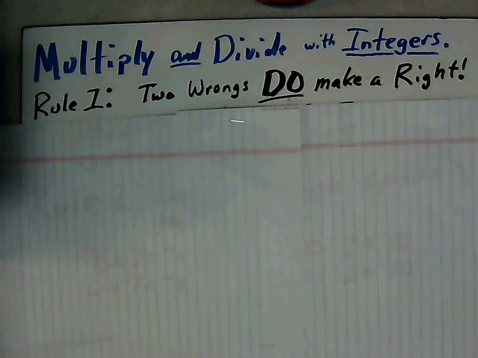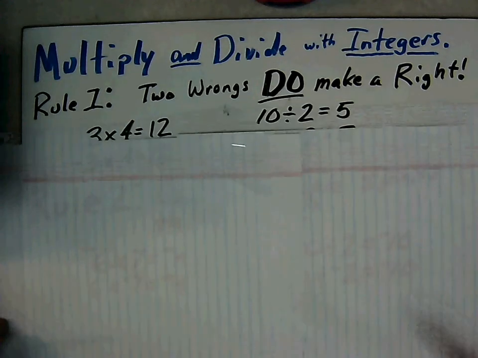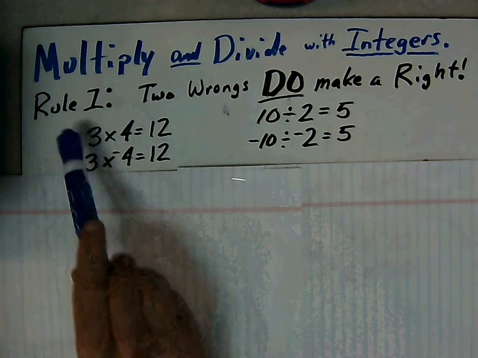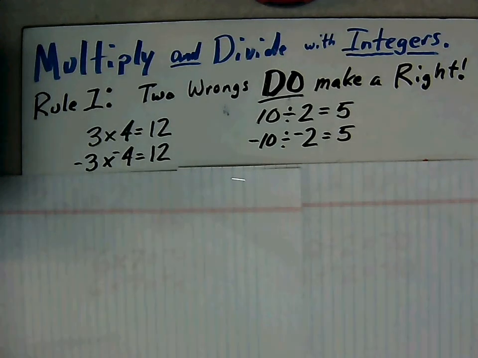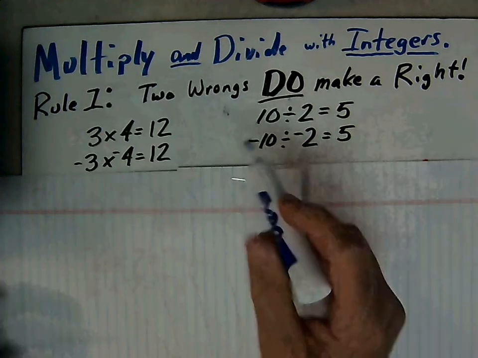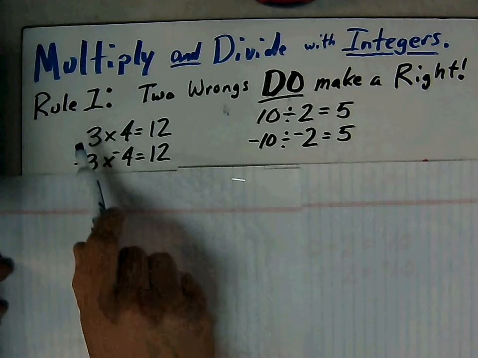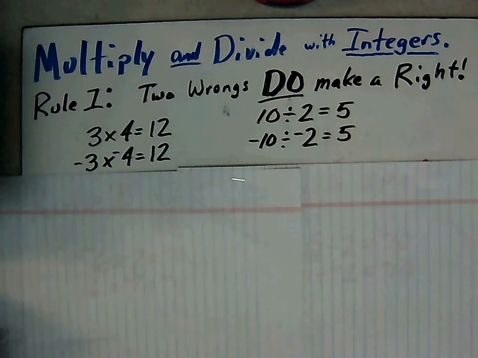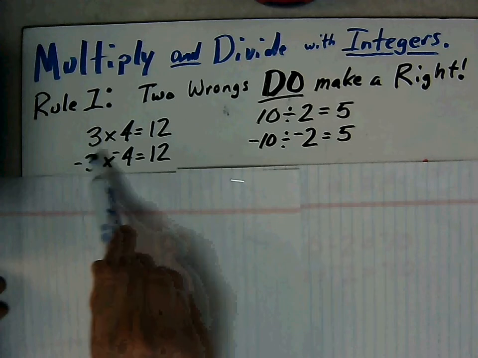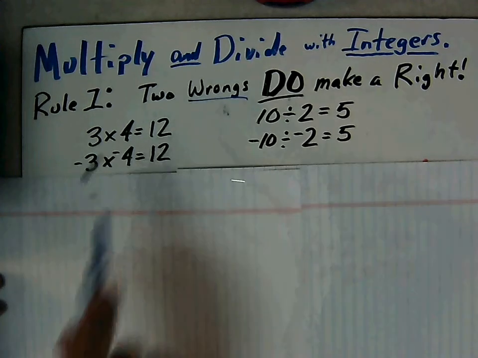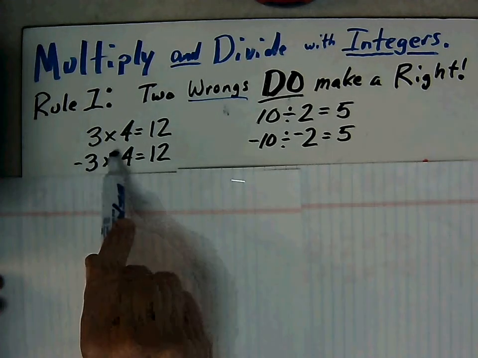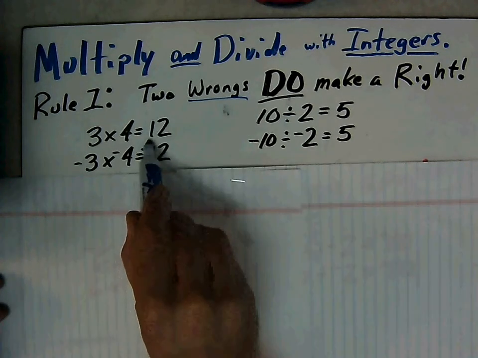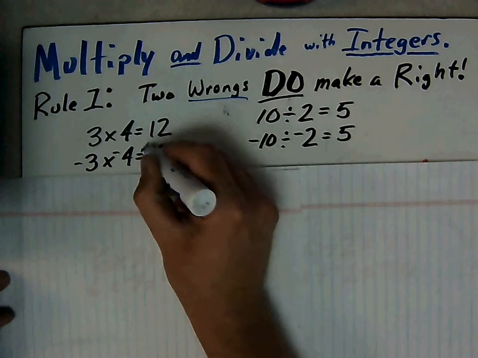Okay? So, for example, if you have 3 times 4, that's a positive times a positive, that's a positive 12. So, these are the two numbers that I'm using, 3 and 4, and just like always, that equals 12. Okay? Now, if both of them are negatives or wrongs, okay, so two wrongs, so a negative times a negative, that equals a positive. Positive 12. Okay? So two wrongs make a right.